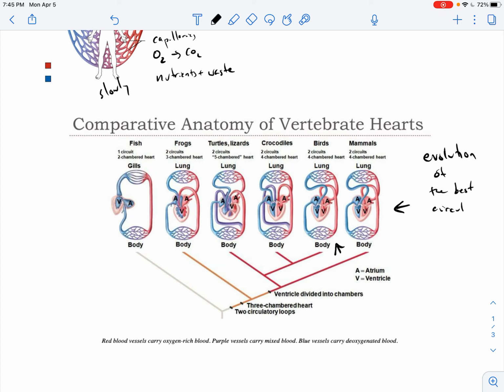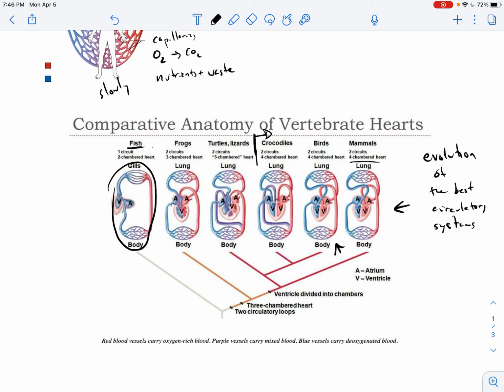What this image is showing is the evolution of how it happened, of the best circulatory systems. And you can see all the way over here, fish with their single loop. Frogs, turtles, and lizards have mixing of the blood, which is no good. And then over here, crocodiles, birds, and humans, mammals, I should say, that includes all mammals, not just humans, have two circuits and a four-chambered heart, which gives us the most efficient pathway of getting blood sped up, pumped through everything, and fed to our body.